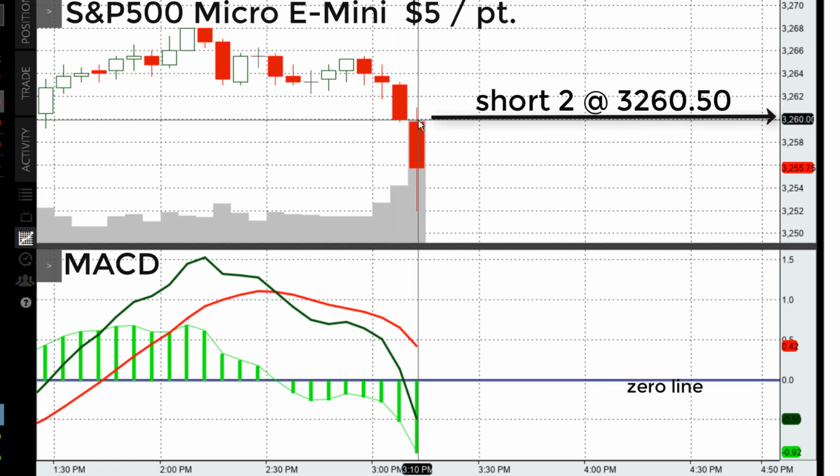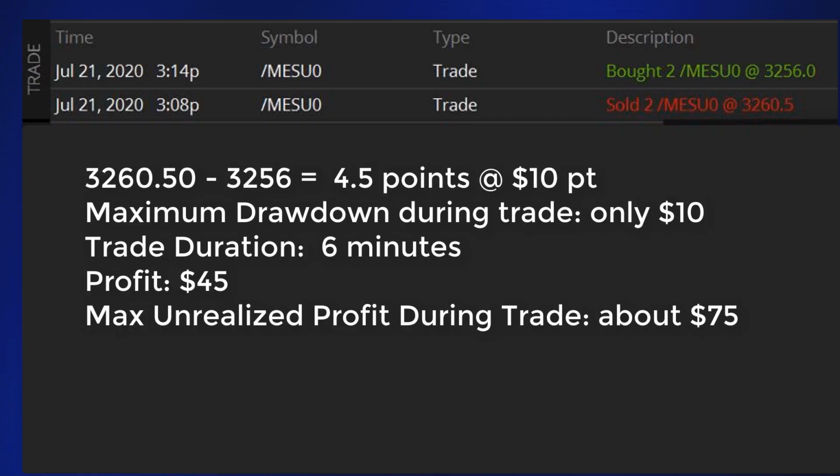So I had about a $75 or $80 profit. Now, I just got out of the trade. I entered a stop at 32.56, made 4.5 points, $10 a point, that's 45 bucks.